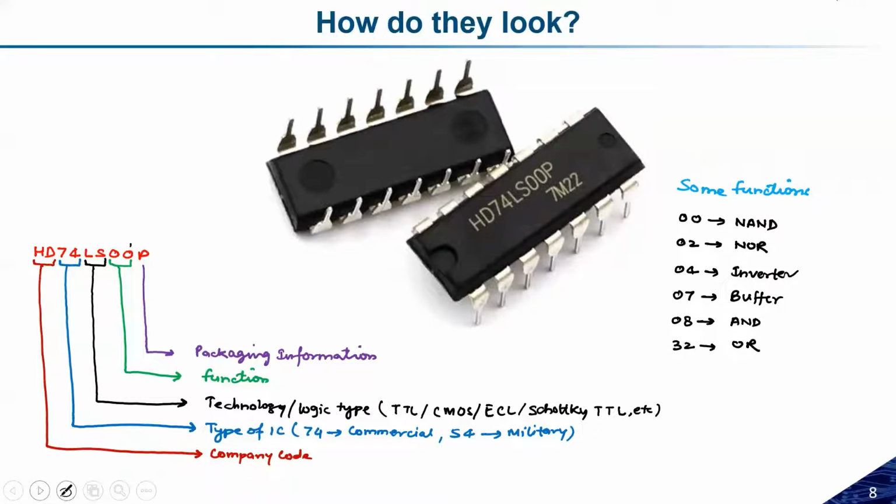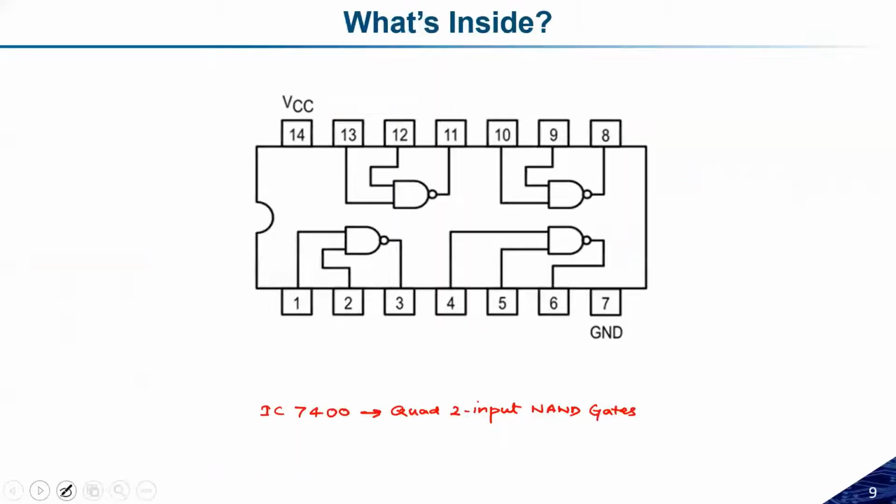If you go inside of these ones, this is what it looks like from the outside, but internally, if I'm talking about this IC, this is simply a NAND gate IC having 4 NAND gates inside. So how are they placed? This is how we can say.